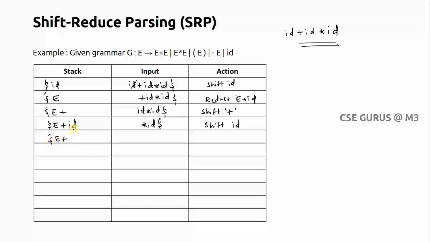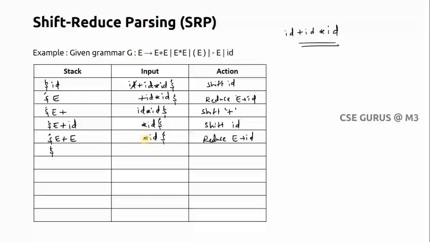So that's why E plus ID will be reduced as E. So here star ID as it is. So what you have done, reduce E tends to ID. Now you can see here, what next you need to do? Here you have E plus E. So E plus E, can I reduce? Yes, I can reduce it as E.